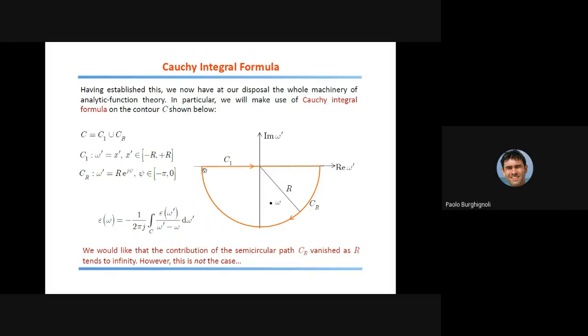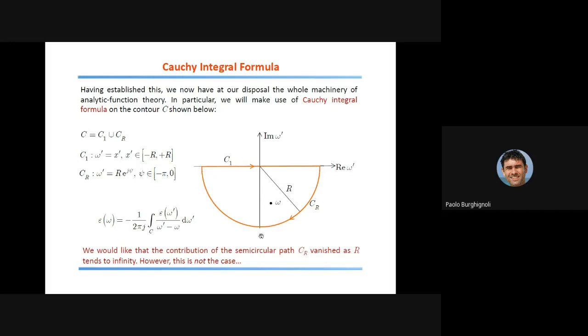So if we now use Cauchy integral formula, we are able to express the permittivity at the point omega as a contour integral of the permittivity divided by omega prime minus omega, the integration being performed with respect to omega prime. And then there is, of course, the factor minus 1 over 2 pi j, in which the minus is due to the clockwise direction in which we are integrating. Now, we will let the radius R tend to infinity, and in this limit, we would desire that the contribution of the half circle be negligible.